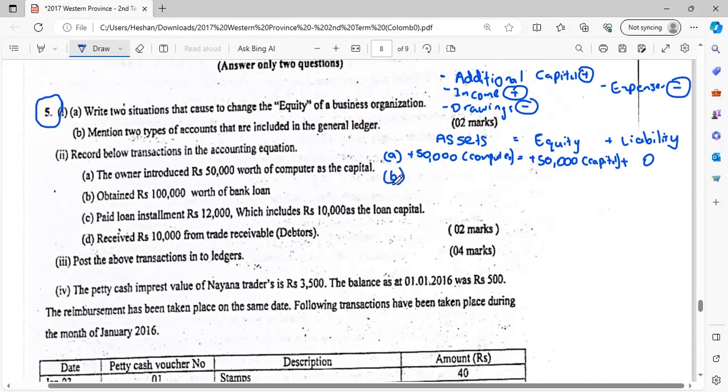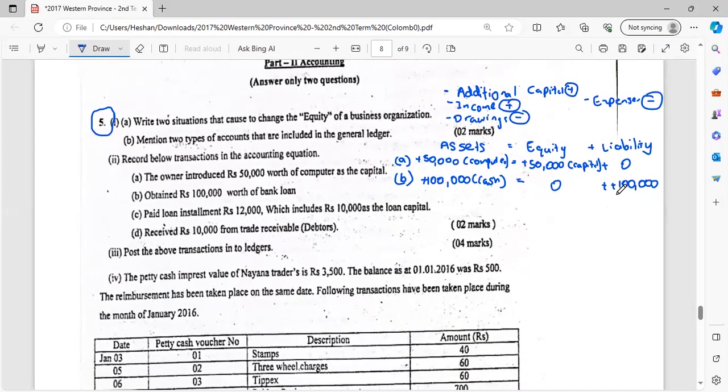B. Obtain 100,000 worth of bank loan. Cash asset increases by 100,000, equity 0, and liability also increases by 100,000 as bank loan.